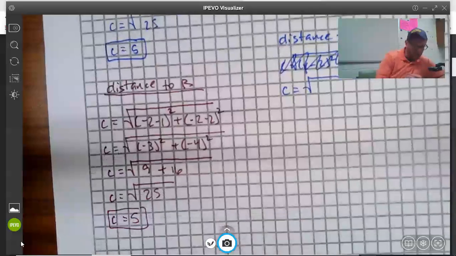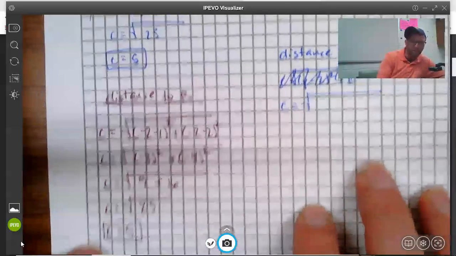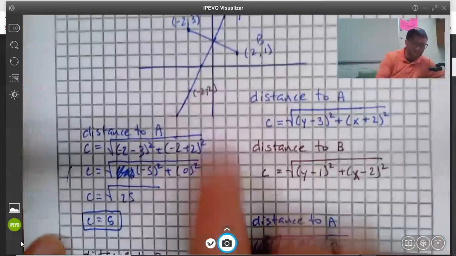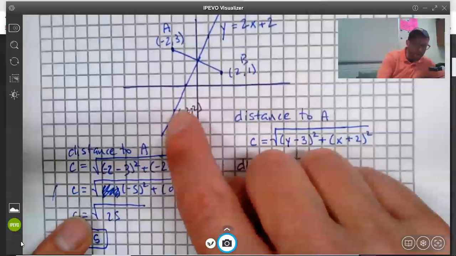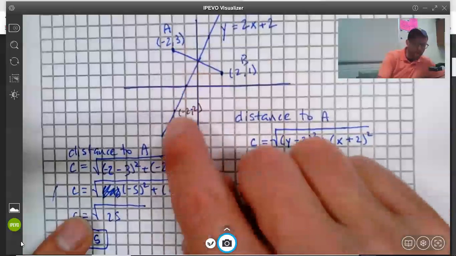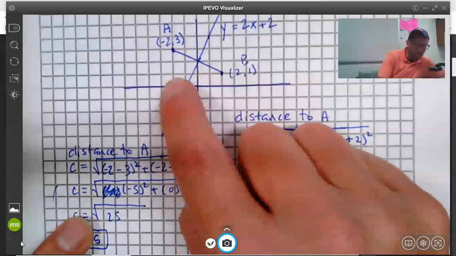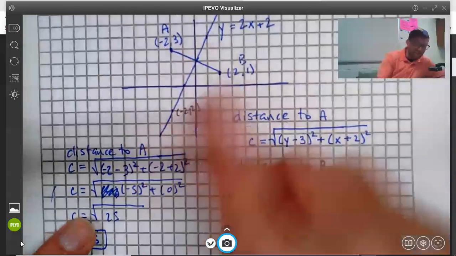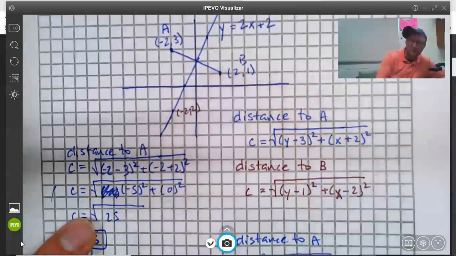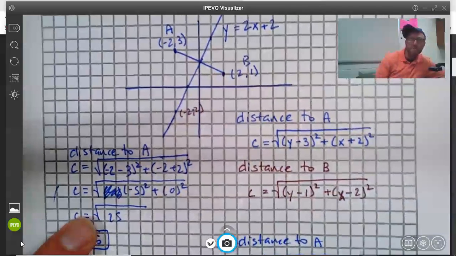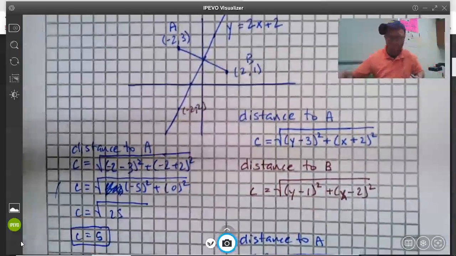So I plugged in the coordinates for this point on the perpendicular bisector. We did the calculations, and we see that the distance from here to A is 5, which we can actually just count spaces, 1, 2, 3, 4, 5. And the distance to B is also 5, and if you look, 1, 2, 3, 4, 1, 2, 3, it's that 3, 4, 5 right triangle. So 5 either way.